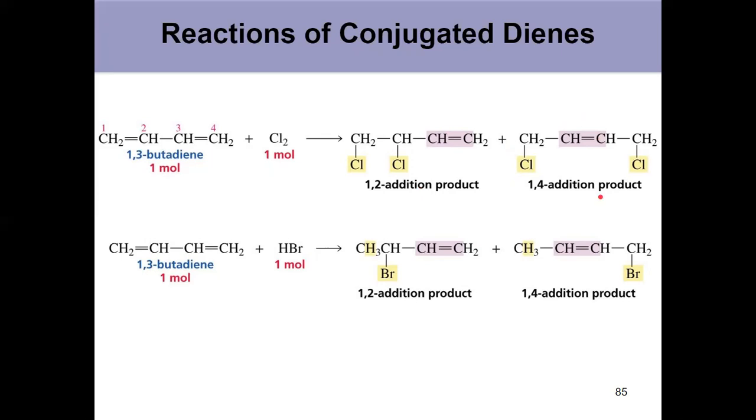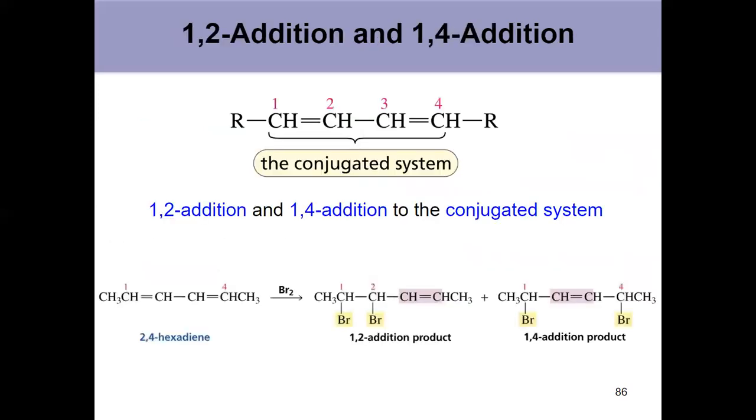I want to draw your attention to the fact that those numbers don't necessarily have to match up to the overall numbering scheme. They do in this case with butadiene, but even if we were working with a conjugated system in the middle of an octadiene, for example, we would still call them a 1,2 and a 1,4 addition. So let's see exactly what that means. When I identify the conjugated system, which we've talked about in a previous video, you're looking for double bond, single bond, double bond. Then bam, you've got a conjugated system there.